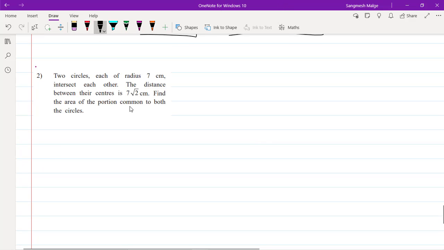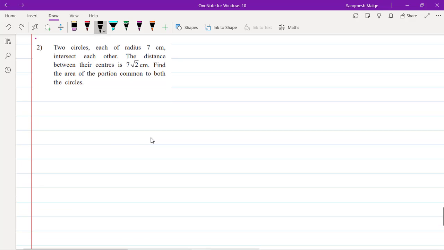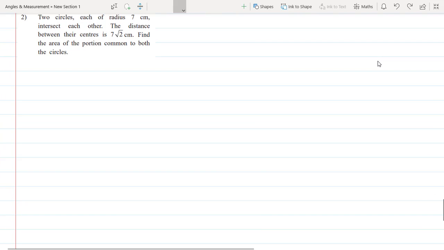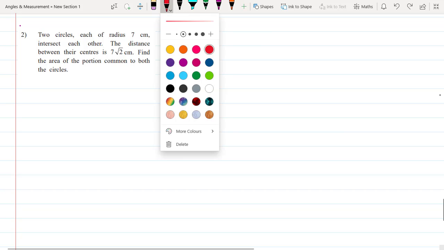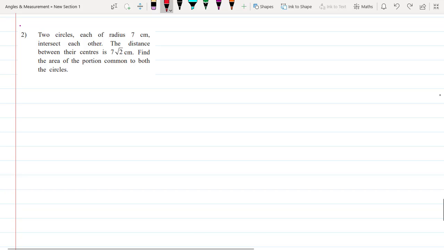So this is the second question. The question is visible, I hope? Yes. Two circles, each of radius 7 cm, intersect each other. The distance between their centers is 7√2 cm. Find the area of the portion common to both the circles. There are two circles and both have a radius of 7 cm, which means both are identical circles.